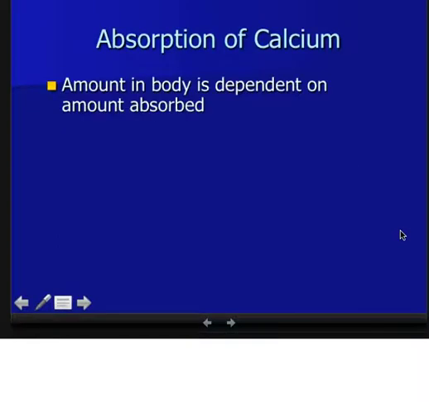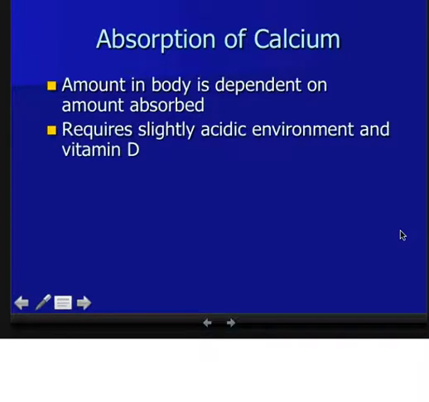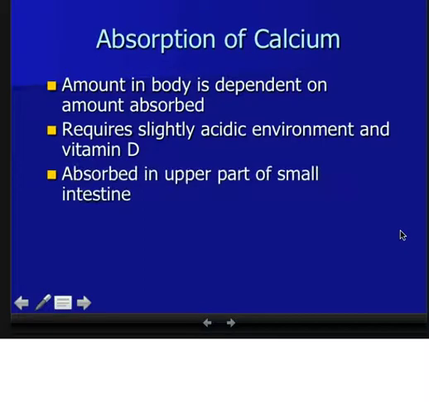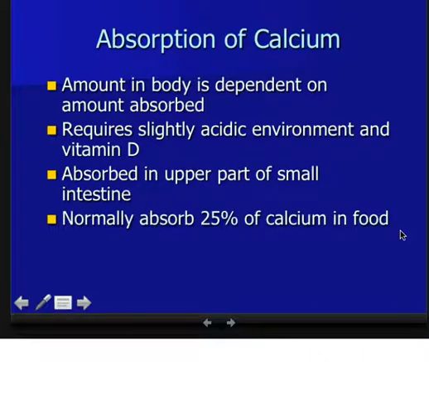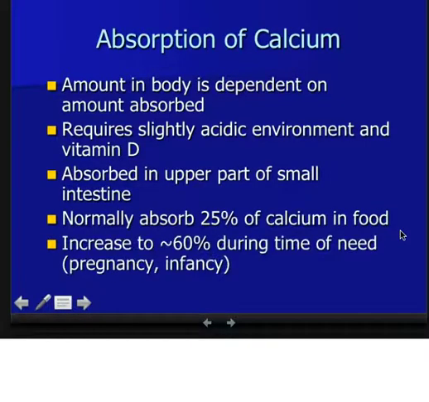How do we absorb calcium? Well, the amount in the body is dependent on how much we absorb in the diet. It requires the slightly acidic environment in the GI as well as active vitamin D. It's absorbed in the upper part of the small intestine, which is called the duodenum. Normally, this absorbs about 25% of the calcium in our food. It increases to about 60% during times of need, such as in pregnancy and infancy, which is when what's happening? We're building a new skeletal system, so it's not a surprise that we need more calcium per unit time.